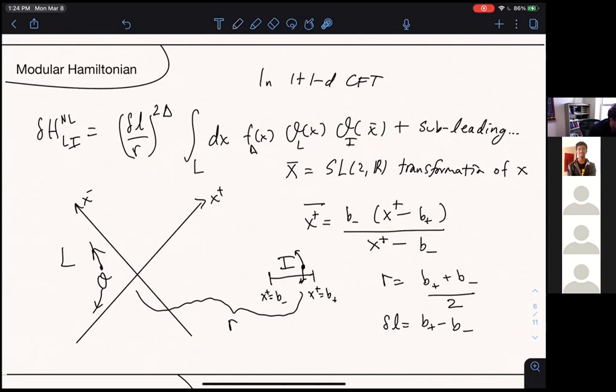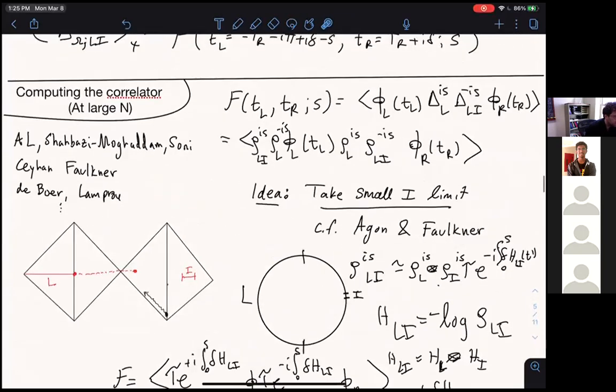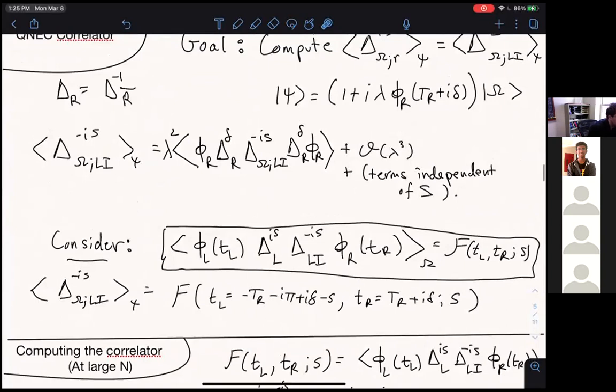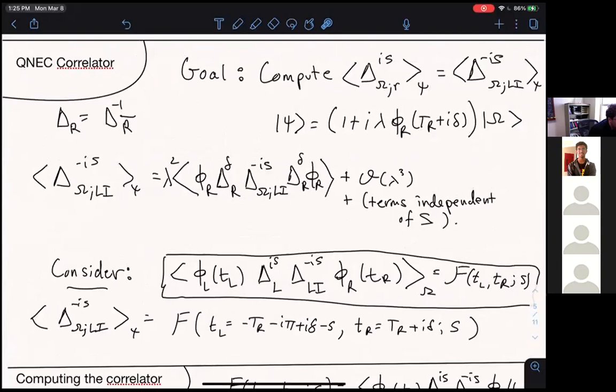Sorry, Adam. Just to make sure I understand the notation well. What you call delta HLI is the modular Hamiltonian for the 2 regions in an excited state that was perturbatively close to vacuum? No, sorry. These are all vacuum. Remember, I'm trying to compute this quantity here. The ultimate goal is this expectation value of the vacuum modular Hamiltonian in the excited state. So these deltas are all vacuum deltas.